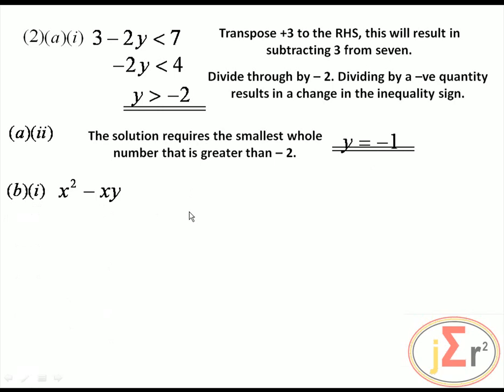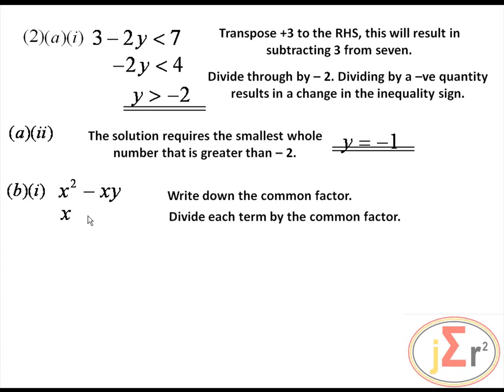We will next factorize the expression that we have right here. Of course, we will take the common factor. The common factor is what is able to divide into x squared and also xy. So the common factor is x. So x is our common factor. So we will say x into x squared is x, and x into xy, the x's will cancel and the y remains. So we have x, and inside of that bracket we have x minus y.